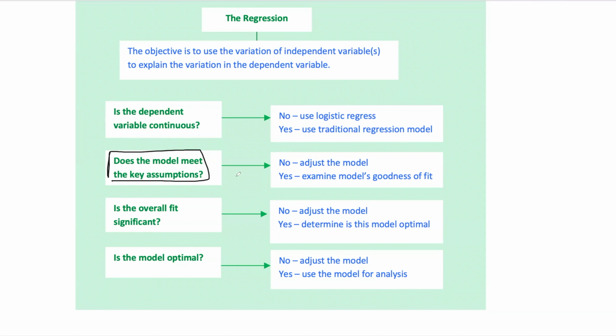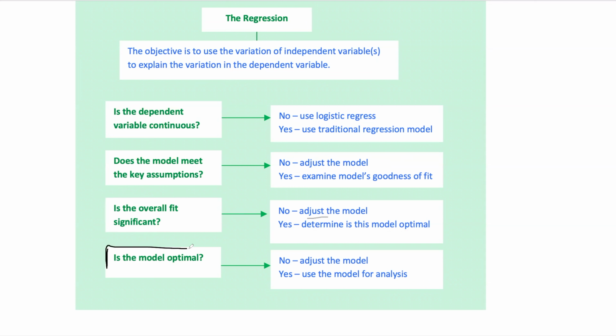Next, does the model meet key assumptions? Think of this as quality control. If assumptions like linearity, independence, and normality aren't met, we adjust the model until it plays by the rules. Then, is the overall fit significant? In simple terms, does our model actually explain what's going on, or is it just throwing random numbers at us? If the fit is weak, back to the drawing board.